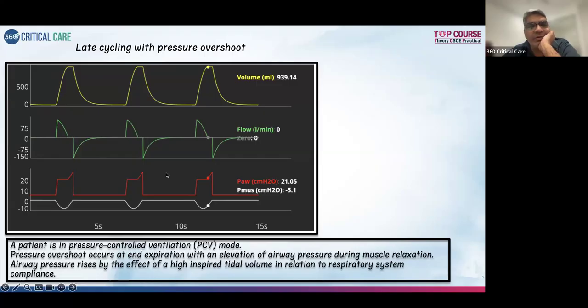So this is a patient on pressure control ventilation. Pressure overshoot occurs at the end of expiration, with an elevation of airway pressure during muscle relaxation. Airway pressure rises by the effect of a high inspired tidal volume. Because of this late cycling, it is allowing more inspiration to happen.